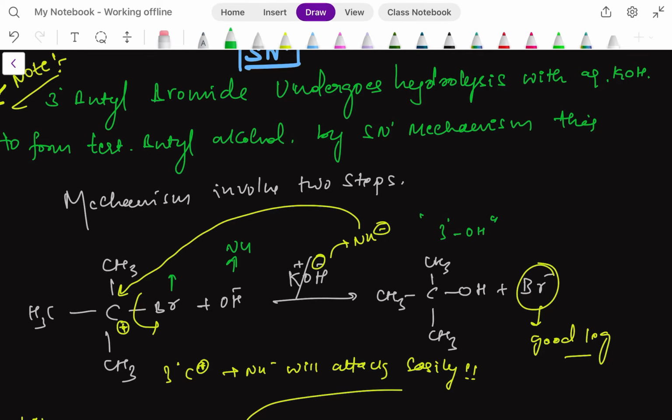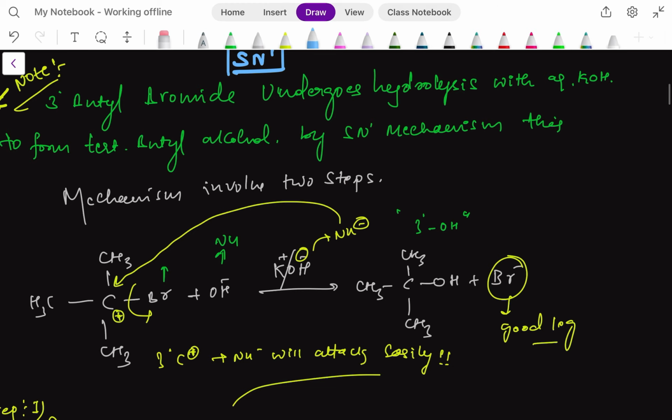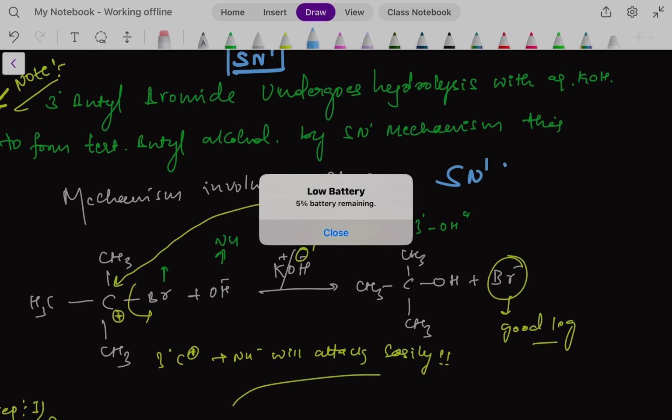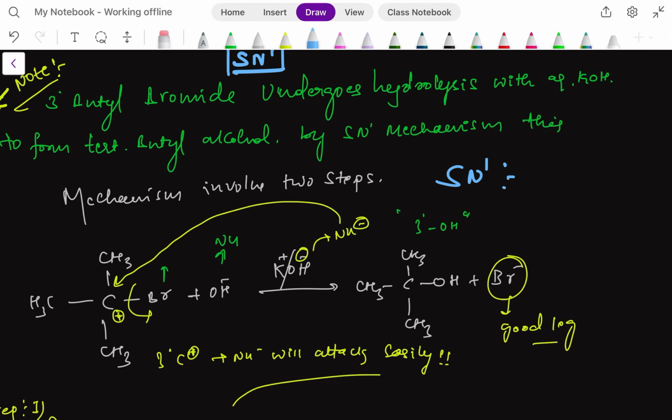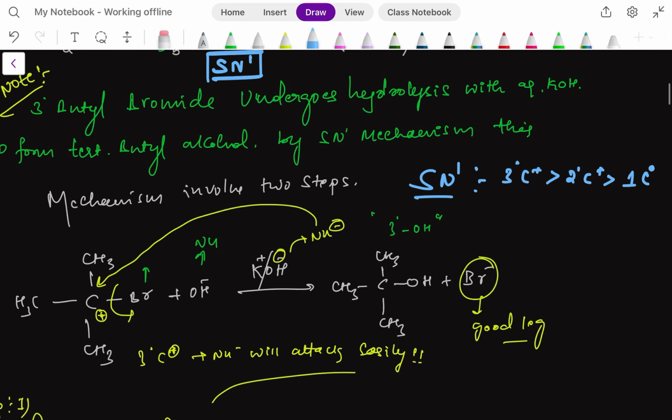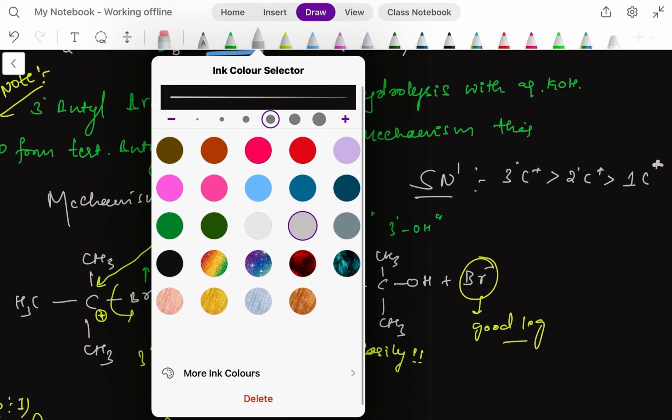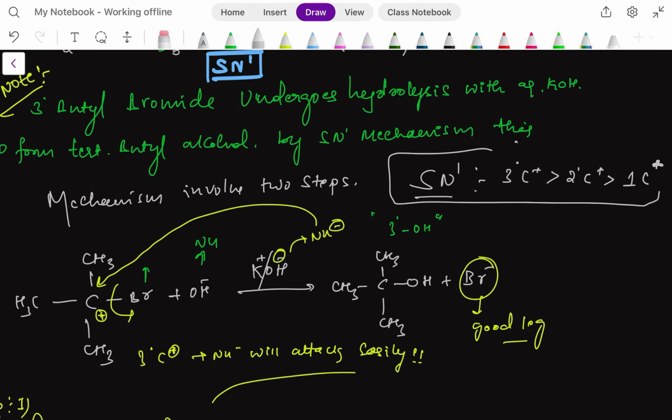And why did you take tertiary carbocation, sir? For a simple reason: its stability is more. Therefore, generally we write that for SN1 reaction, tertiary carbocation is more stable than secondary carbocation, which is more stable than primary carbocation. Factors I will explain later, just you need to remember these things only. I am just giving a hint here, please keep it in mind. This is all about the SN1 stability order with respect to carbocation.